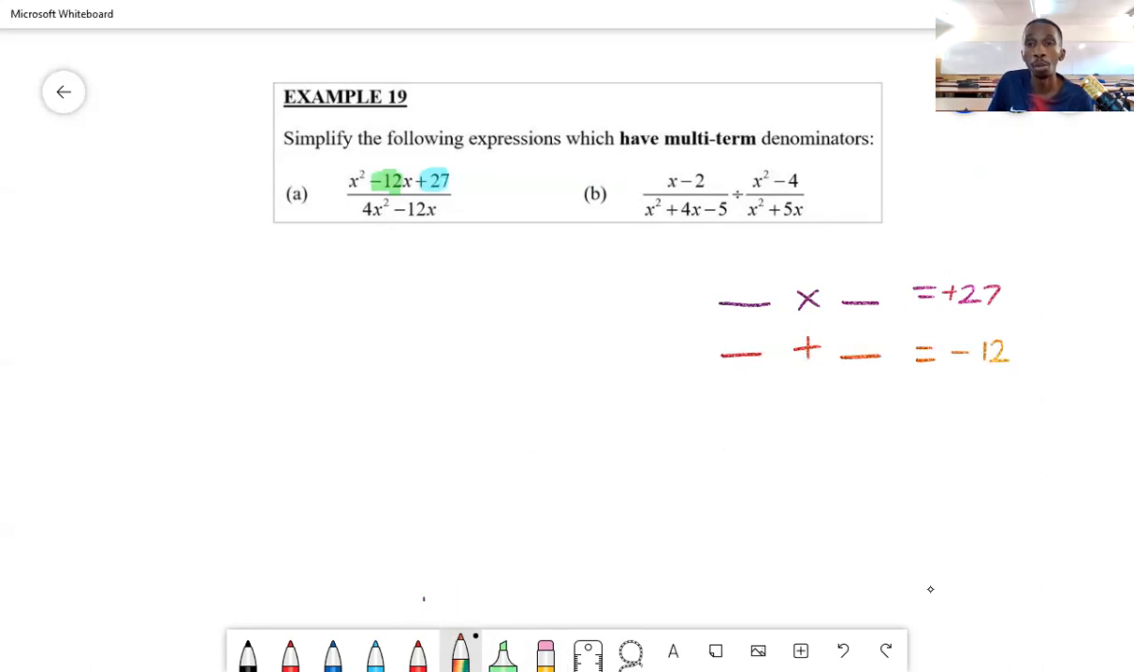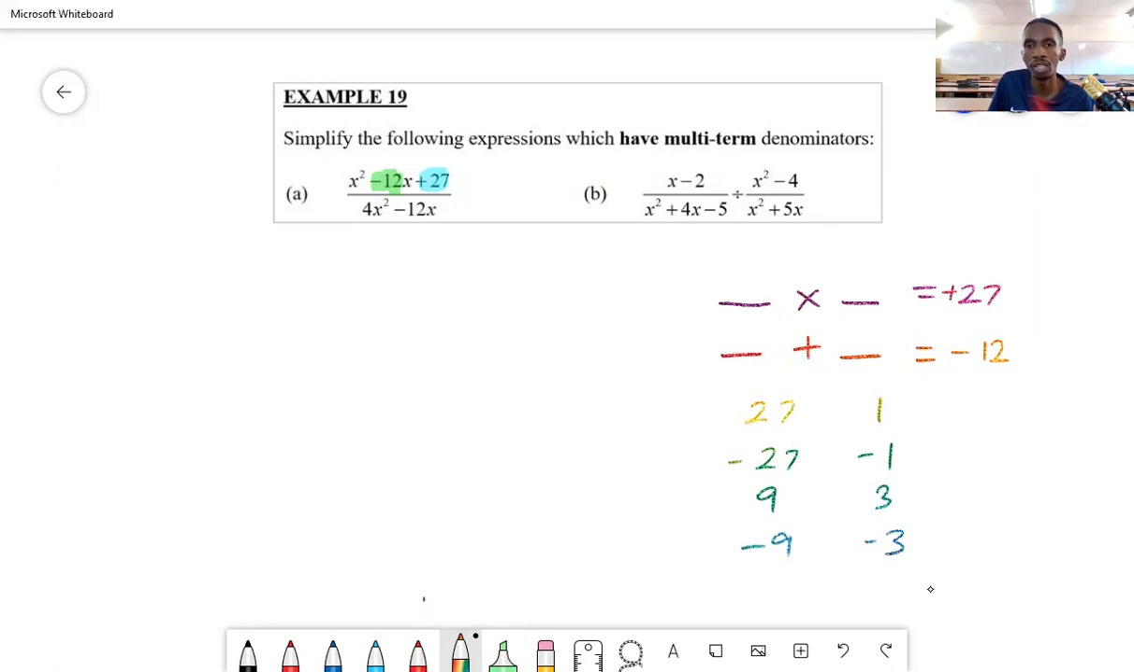And the next question that we ask ourselves: what number plus what number will give us negative 12? So our combinations have to be either both positive or both negative in order that when we multiply them, they can give us positive 27. So the combinations are either 27 and 1, or negative 27 and negative 1, or positive 9 and positive 3, or negative 9 and negative 3.